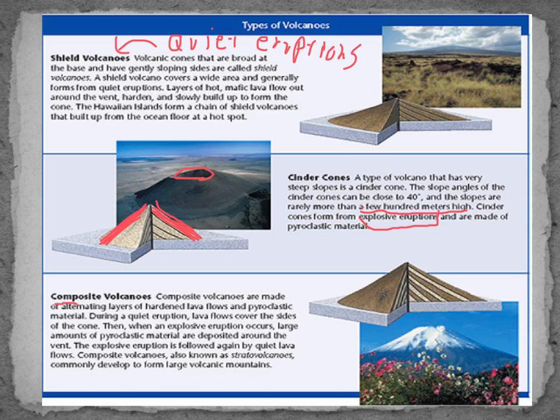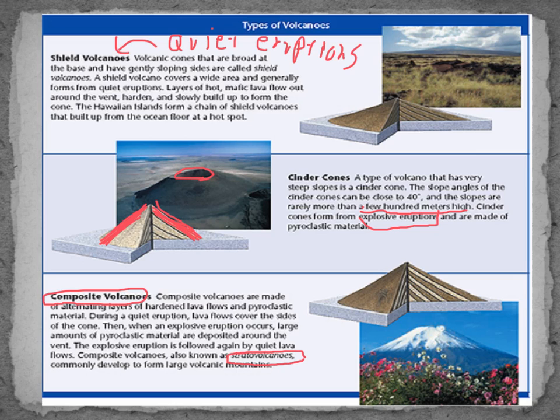And they form from explosive eruptions, and they get made from pyroclastic material. And then there's the composite volcanoes. And the composite volcanoes come from eruptions that are sometimes quiet, sometimes explosive. So when explosive eruptions happen, there's lots of pyroclastic material. And then a quiet eruption happens, and lava flows to cover the sides. And then it explodes and sends out chunks of that cooled lava as volcanic bombs and volcanic blocks. And it happens over and over again. These are also known as stratovolcanoes.